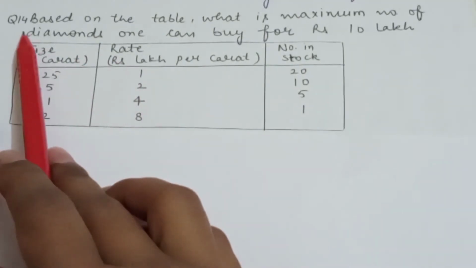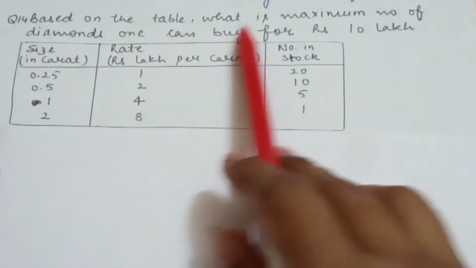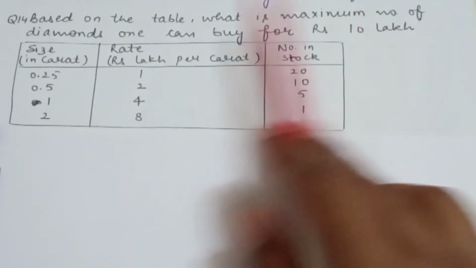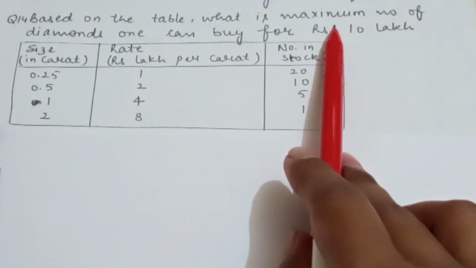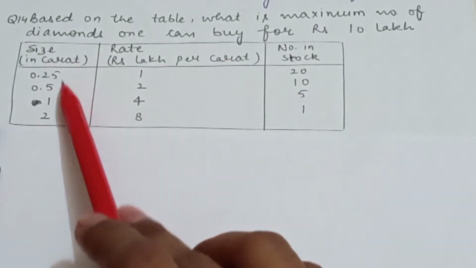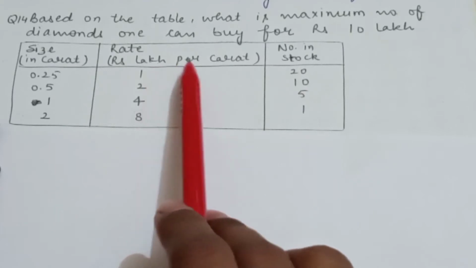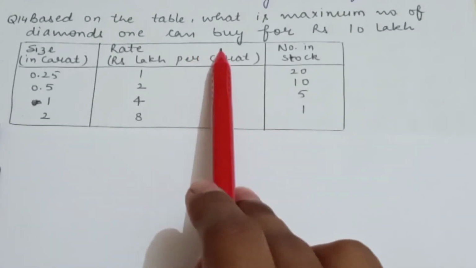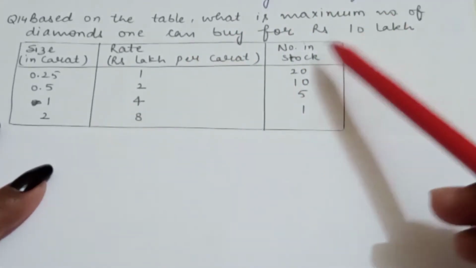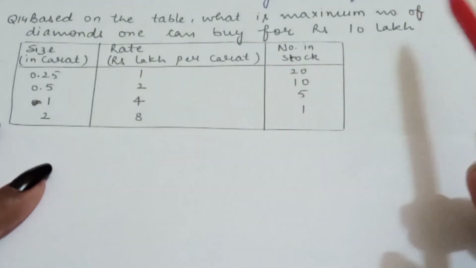Our next question is, based on this table, what is the maximum number of diamonds one can buy for rupees 10 lakh? As we know, this is size in carat. This is rate, rupees lakh per carat. This is very important to be noted. And number of stocks. Okay?